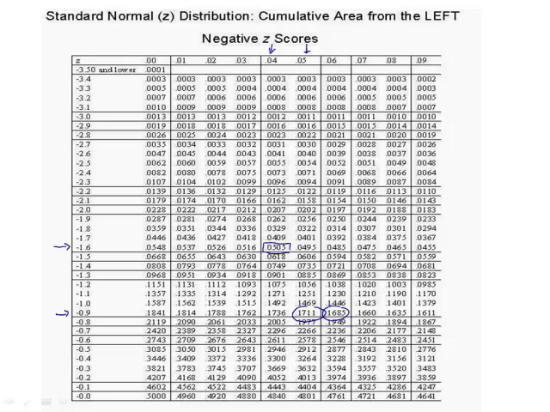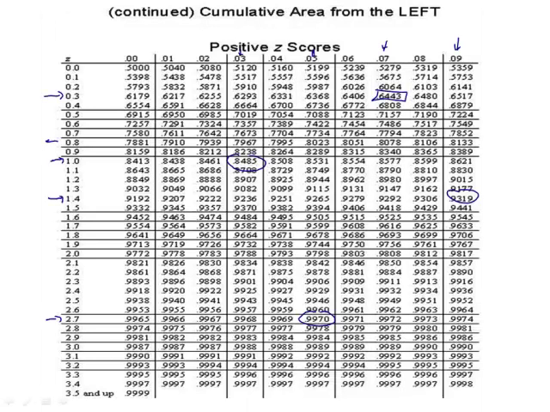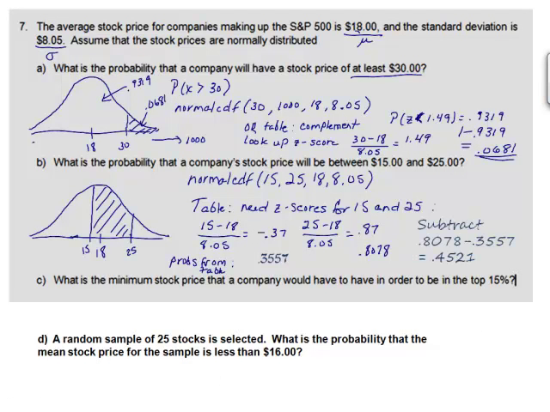So here we're looking up the negative 0.37, so we have negative 0.3, 0.07 for the column, and we get a value of 0.3557. For the 0.87, we have to go to the positive z-scores table, so we look up the 0.8, the 0.07, and we get 0.8078. So now we have both of our z-scores, and then to get our final probability we're going to subtract. So we take the 0.8078 minus the 0.3557, and our final answer is 0.4521 for our probability.